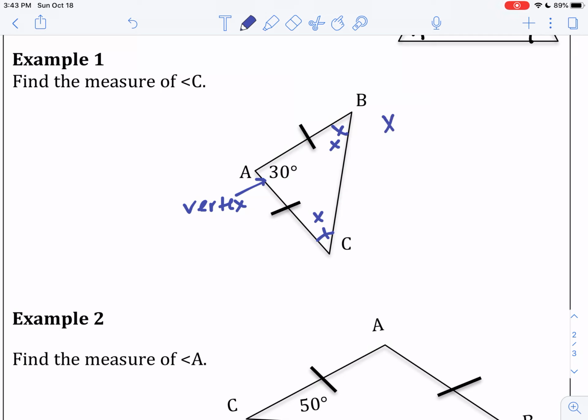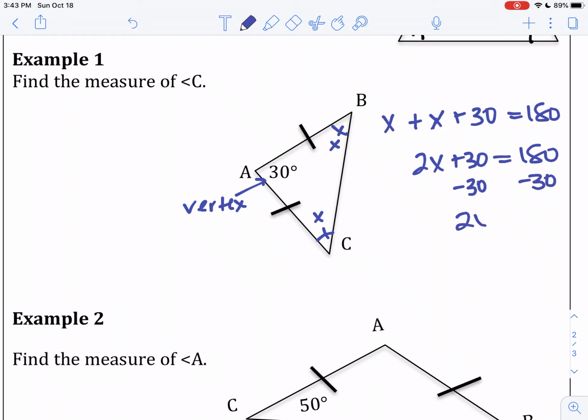So I know all three angles of my triangle add up to 180, so I can say x plus x plus 30 equals 180. 1x plus 1x, that's 2x, plus 30 equals 180. I will subtract 30 on both sides of my equation, so 2x equals 150. And then to get x by itself, I'm going to divide both sides by 2. So x is 75. So the measure of angle C, since it's equal to x, is 75 degrees.